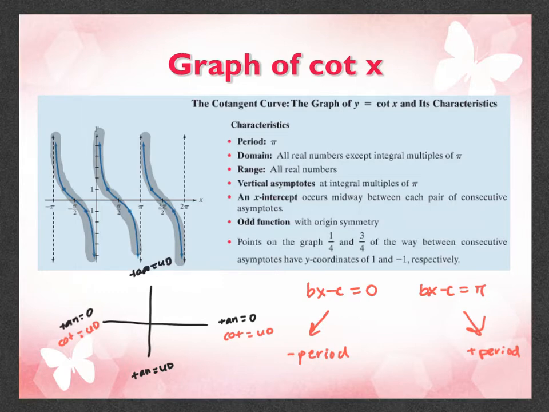I have a question. Mm-hmm. What does it say under the tangent? Cotangent undefined. UD undefined.